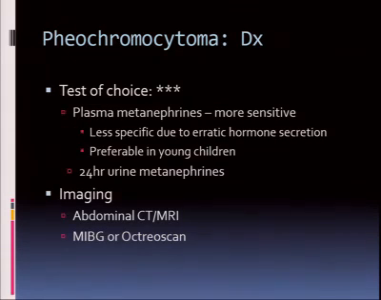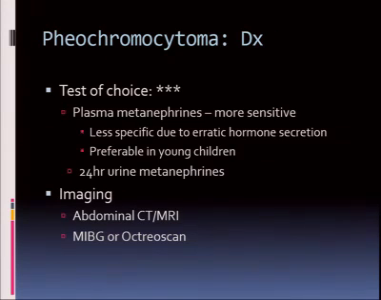Test of choice, I put an asterisk here because this actually has changed over the past several years. These days, the recommendation is to do plasma metanephrines. We don't measure catecholamines because the half-life is incredibly short. Metanephrines are the metabolite of catecholamines, and even though metanephrines also have a relatively short half-life, it is longer than catecholamines, and therefore your sensitivity will be greater, which is why we measure the metabolite rather than the direct catecholamine level itself.